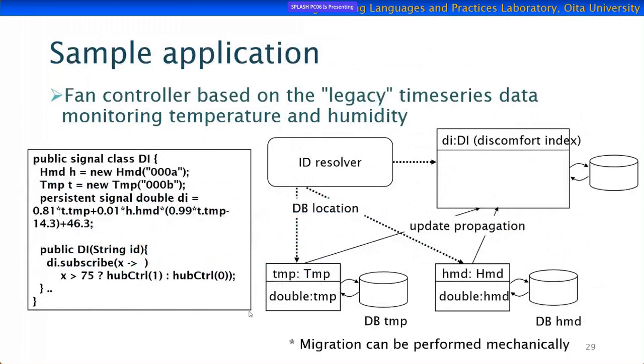As a proof of concept, we implemented a simple sample application based on our proposal. This is a fan controller that uses the legacy time-series data that monitor temperature and humidity. Migration of these time series data into persistent signals can be performed mechanically. Using them, we introduced a persistent signal DI that represents the discomfort index. Based on this discomfort index, the fan is switched on and off.